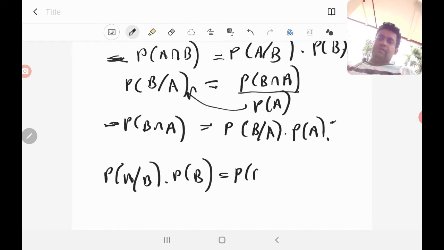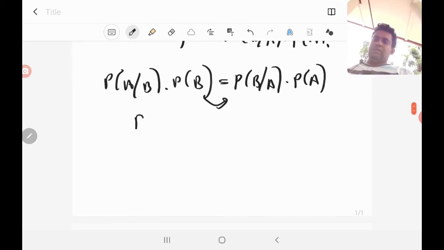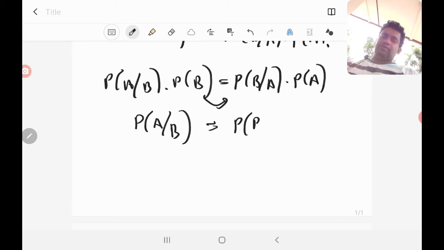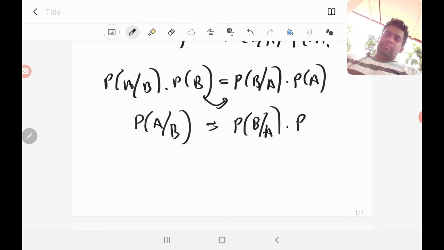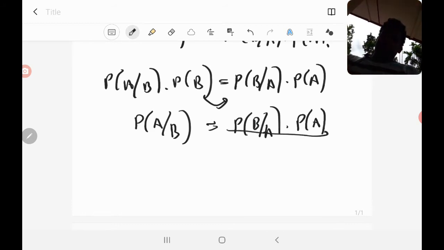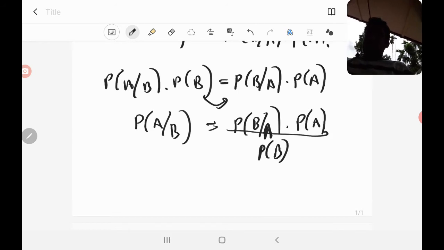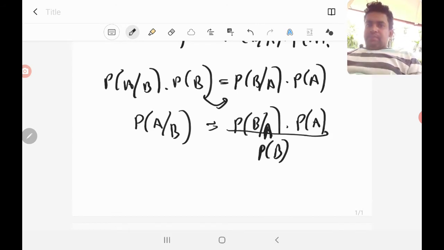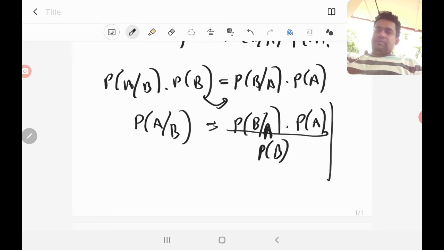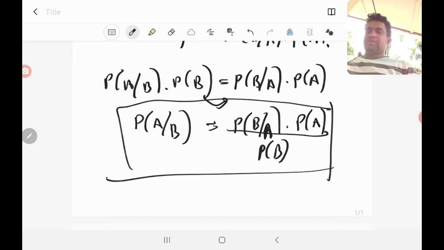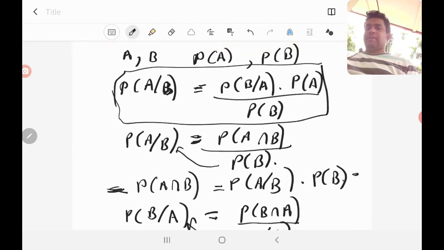The probability of B given A times P(A). Right, so we can take this to the other side: the probability of A given B is the probability of B given A multiplied by P(A) divided by P(B). Right. Okay, so this is the Bayes theorem, the same thing that I wrote initially.